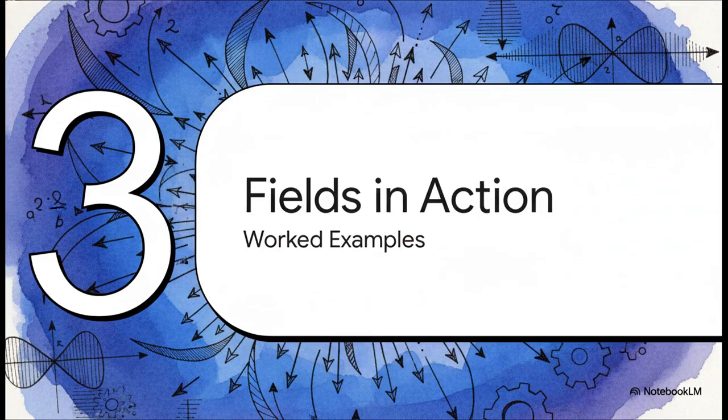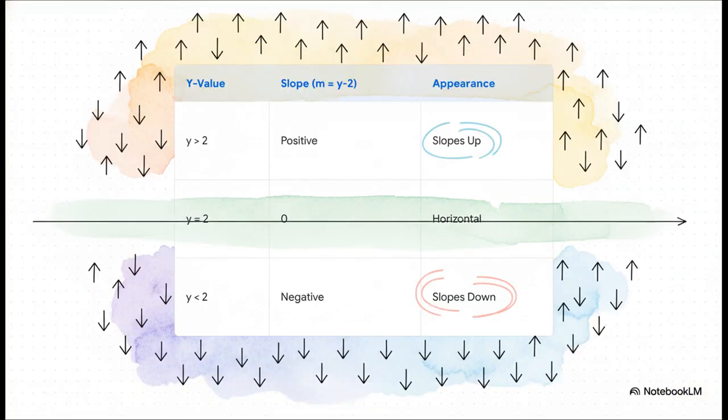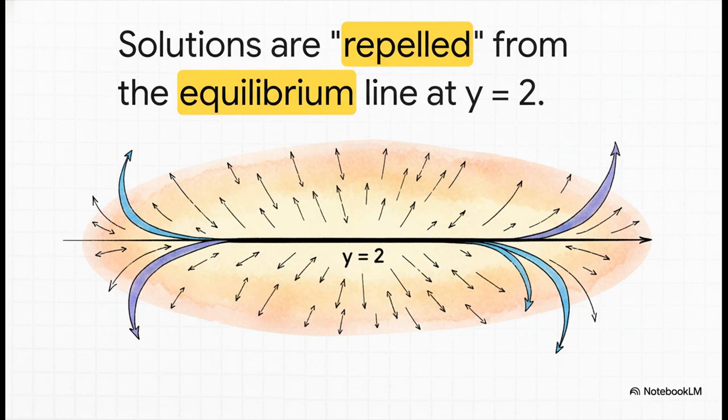All right, enough theory. Let's actually see what these fields look like in practice. We'll start with a simple, but really important, type of differential equation. Our first example is y prime equals y minus 2. Now notice that the slope here only depends on y. This is called an autonomous equation. And look what happens. When y is greater than 2, the slope is positive, and all the little arrows point up. When y is less than 2, the slope is negative, and they all point down. And right at y equals 2, the slope is 0. Bam! A perfectly horizontal line. The behavior this reveals is just fascinating.